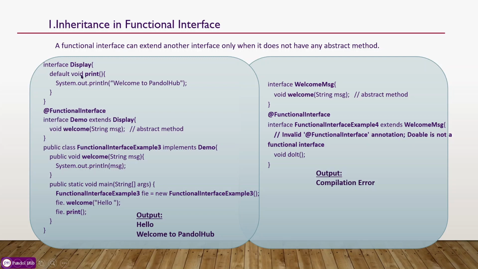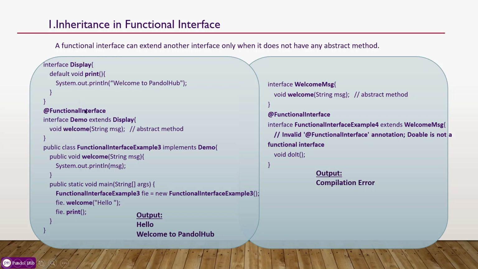So here we have an example like the functional interface display. It is going to have a default method. This is not a functional interface because we only have the default method, but we don't have an abstract method. So it is just an interface. So here, going with the functional interface example, we have a functional interface demo, which is extending a normal interface display, and we're going to have an abstract method which is welcome.